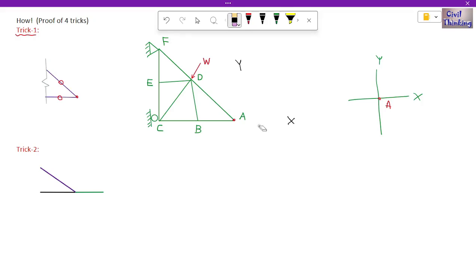Let me erase these things. This is joint A and we have two members here, right? This is one member and this is another member, right? Now this is the AD member, so I will call this force in AD.